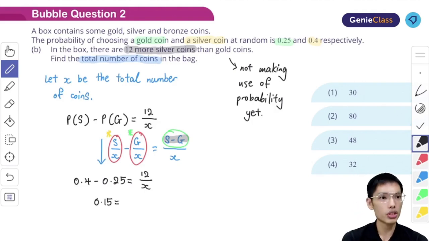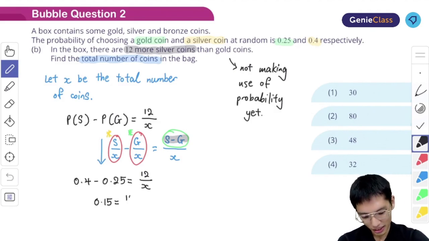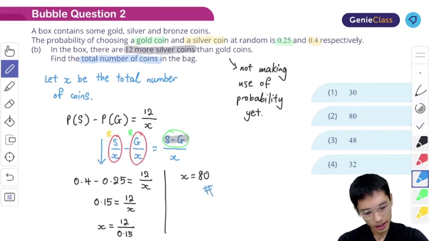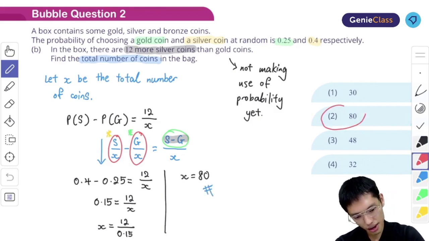Now, some of you actually selected the fourth option because that one is just the number of silver coins, okay? That is not what we want. We want the total number of coins. So 12 over 0.15. It is essentially the first part that is hard to grasp, the yellow color part. But once you get that, you realize, oh, x is equal to 80. That is why I get number 2, which is very good. Most of you got it down.